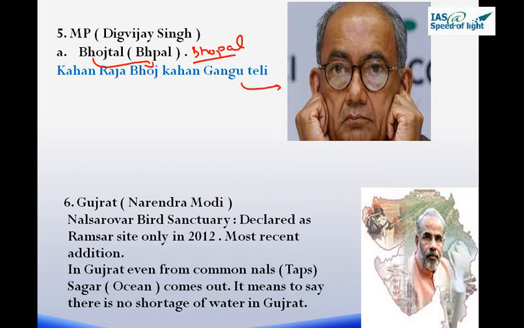Another thing which we told you in the introduction also: this course is not to insult anyone. It's just the creativity of our mind which we are using, because we know that our mind remembers creative things, or awkward things. Now you cannot forget that camel drinking sambar or camel eating sambar. So that is how we use that technique. It is not to insult anyone. It is just the way we want our mind to remember things fast and for a longer time. So Kahan Gangu Bhoj, Kahan Raja Bhoj, Kahan Gangu Teli. So Bhojtal. This Kahan Raja Bhoj, Kahan Gangu Teli is a famous saying in North India.